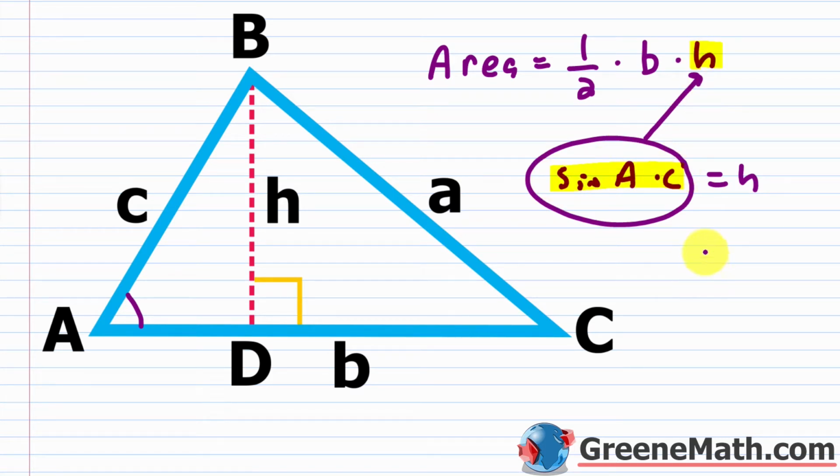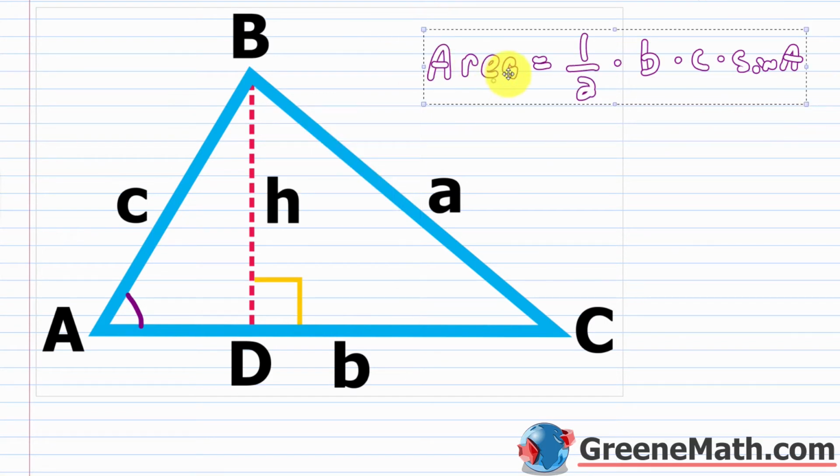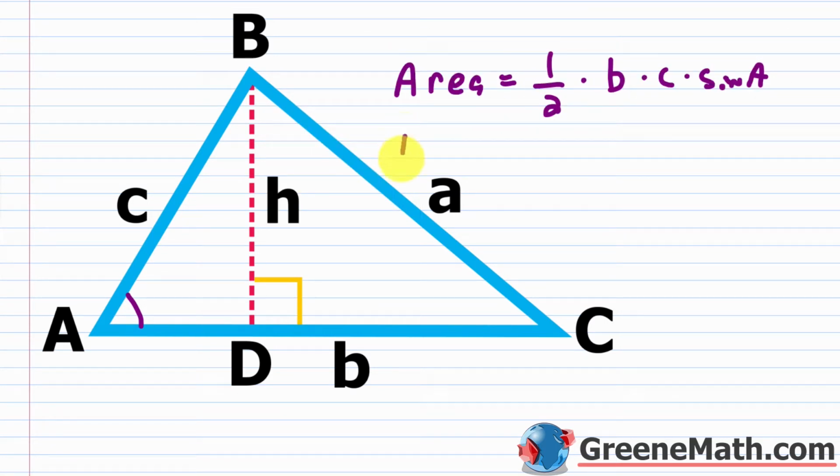So what I'm going to get is that the area is equal to 1/2 times the base times, instead of h, c times the sine of A. So let's erase this and put c times the sine of A, okay? Now, similarly, you could go through and calculate other formulas using a similar thought process. So you could say the area is equal to 1/2 times a times b, then times the sine of C.